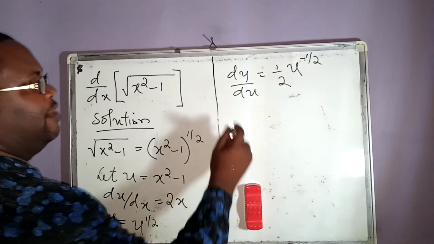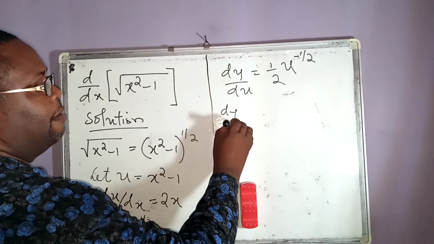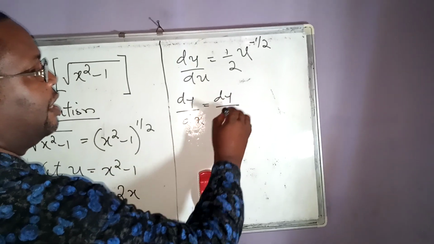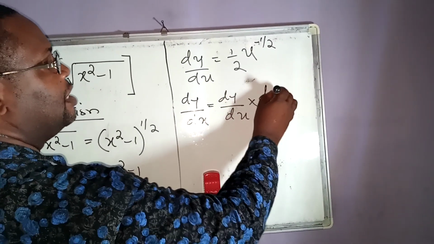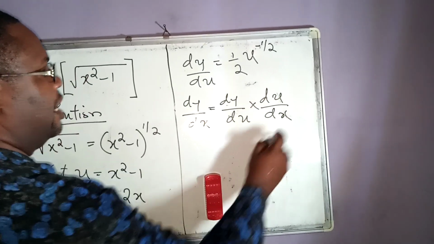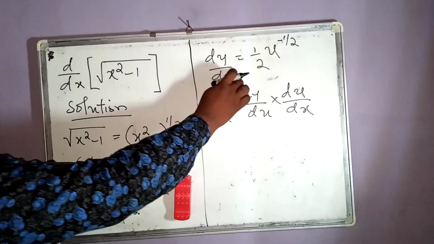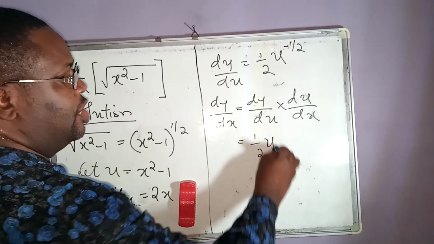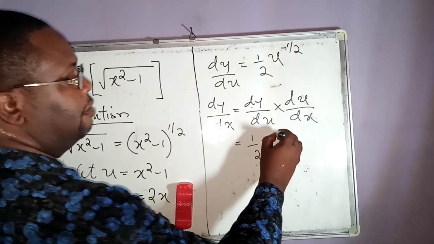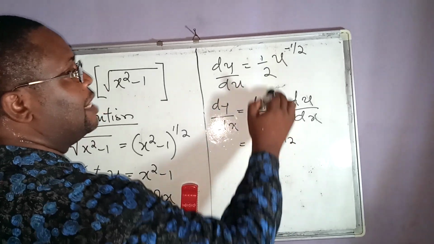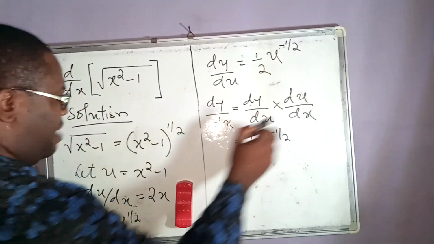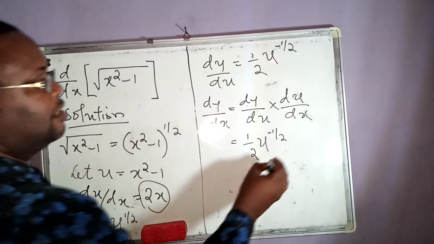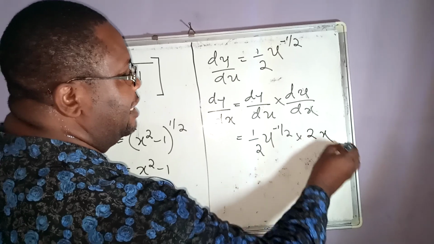Beautiful. Now the chain rule states that dy by dx becomes equal to dy by du multiplied by du by dx. So what is dy by du? It becomes equal to 1 over 2 u to the power minus 1 over 2. That is my dy by du. Then what is du by dx? It's simply 2x, so multiply by 2x.